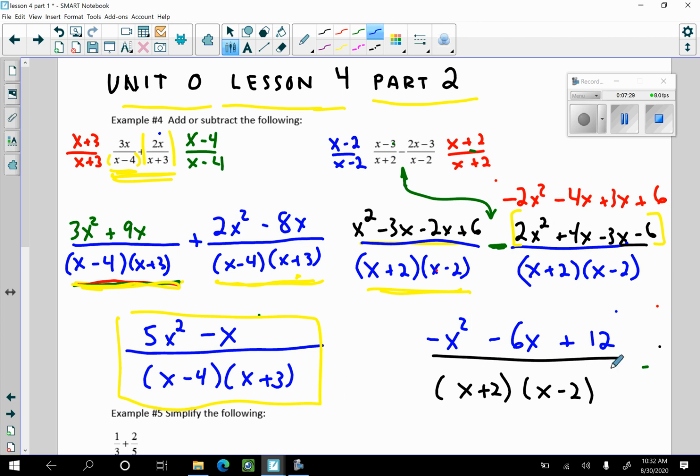I can factor out a negative and try to factor that, but this does not factor. So this is the subtraction. This is the difference right here of these two guys right there. Okay, you have to be careful. Here's the error right here that a lot of people make. They forget to distribute the negative sign. Okay, so just two more examples of adding, subtracting fractions.